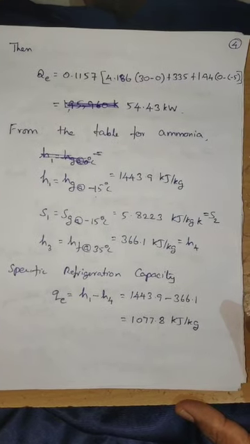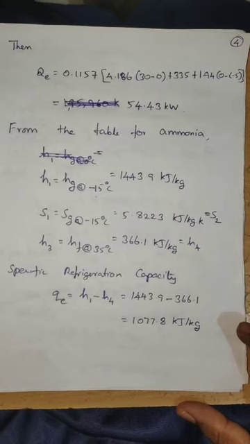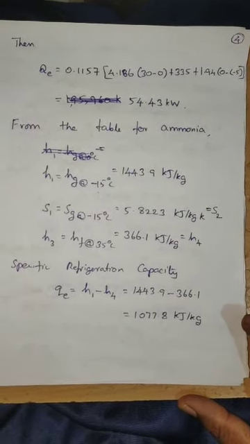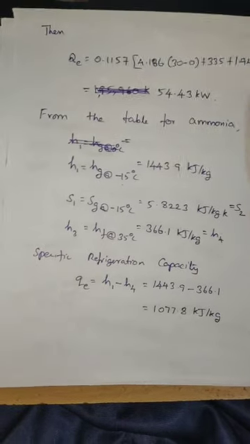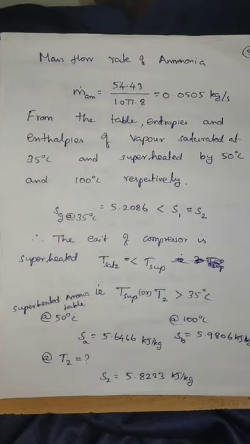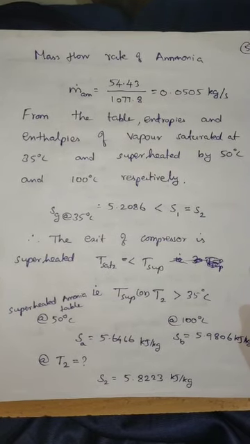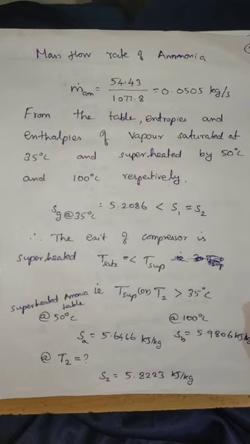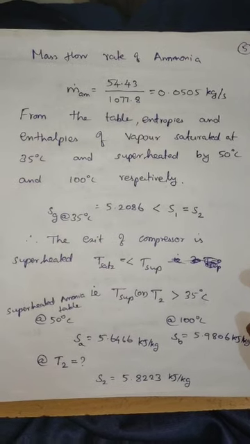Then the specific refrigeration capacity from that formula, specific meaning per mass basis, QE equals H1 minus H4, which is equal to 1077.8 kilojoules per kg. From that we calculate the mass flow rate of refrigerant, which is ammonia. It is equal to the whole refrigeration capacity, which is 54.43 kilowatts, divided by the specific refrigeration capacity, 1077.80, which gives 0.0505 kilograms per second of ammonia mass flow rate.